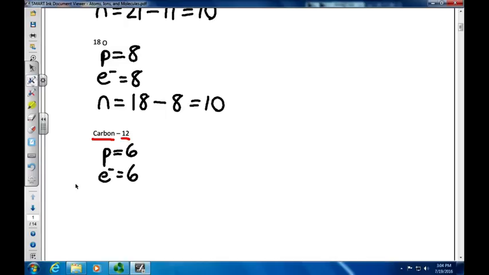Finally, we can determine our number of neutrons. And all we have to do to determine that is take that carbon-12 that we're given and subtract the number of protons, which in this case is 6. So carbon-12 has 6 neutrons. And that's all there is to identifying the subatomic species in isotopes.